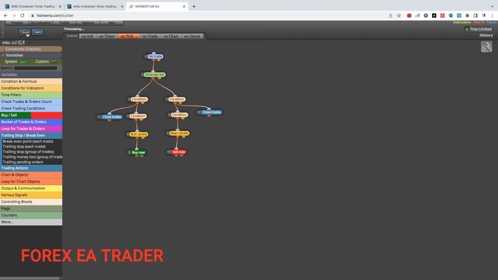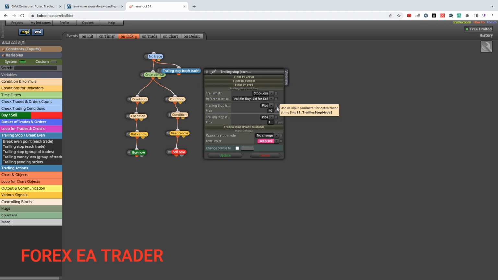No. Processing. No. You need to be less than 10 blocks. So we remove that. So we are going to use a trailing stop. We're just going to trail every trade. Here you can set your conditions for the trailing stop and the trailing step. So yeah, that's basically what you're going to do.